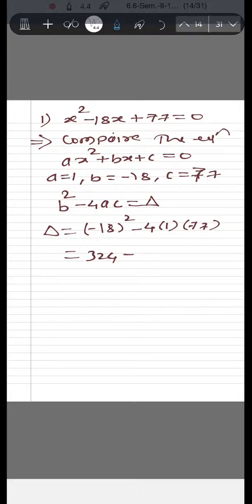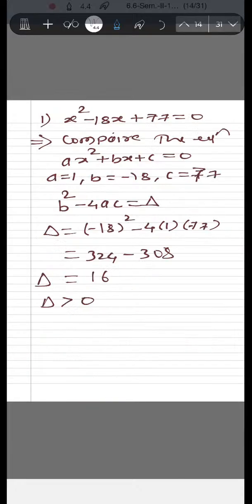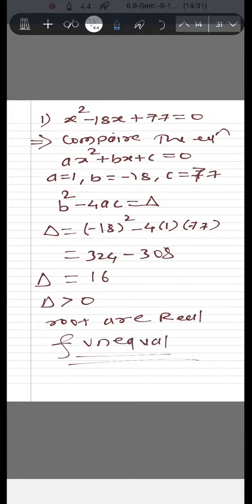4 into 1 is equal to 4, and 4 into 77 is equal to 308. So what is the remaining value? 16. See what happened? The discriminant value is greater than 0, and we have already discussed, if the value is greater than 0, then the conclusion says the roots are real and unequal. Okay, roots are what? Real and unequal.